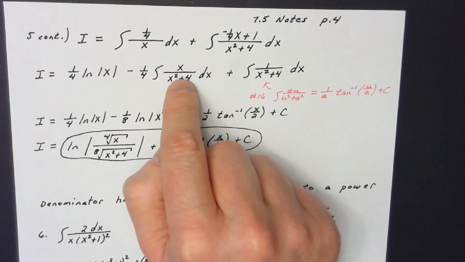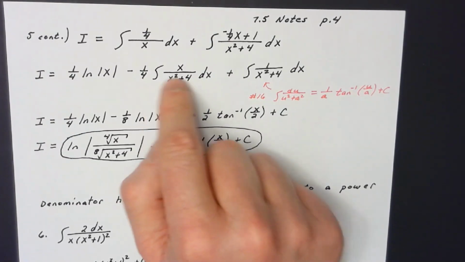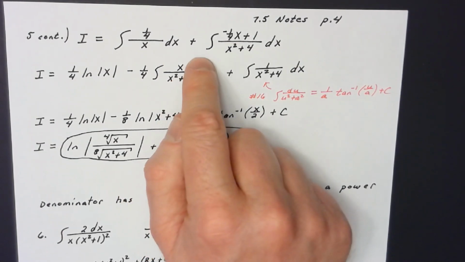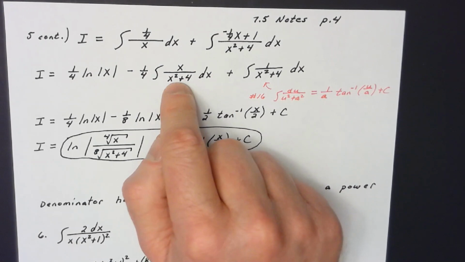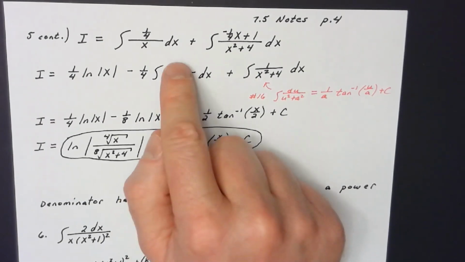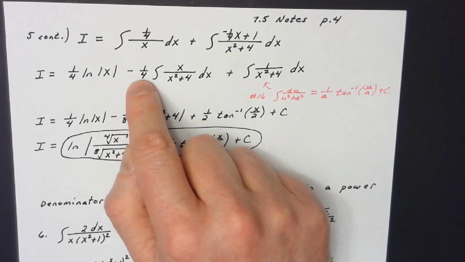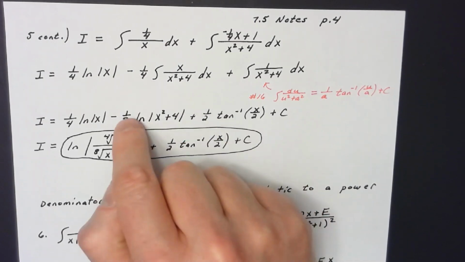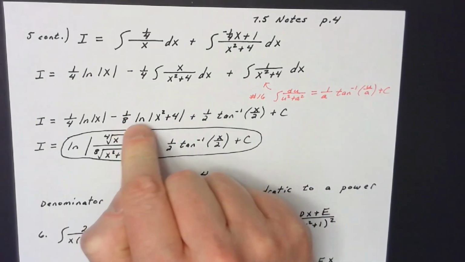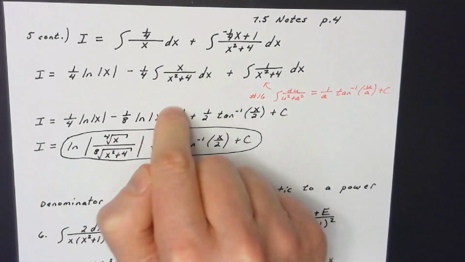So now I can say, okay, these should be easier to work with. In this first one, as long as I can see the derivative of the denominator in that numerator, then it's the natural log of the denominator. Now looking at this, you can see it's not quite there. You would need to have a 2 up there. If I need to multiply by a 2 on the inside, I'd need to divide by 2 on the outside. That's why you see a minus 1/8 natural log of that denominator for the second term.